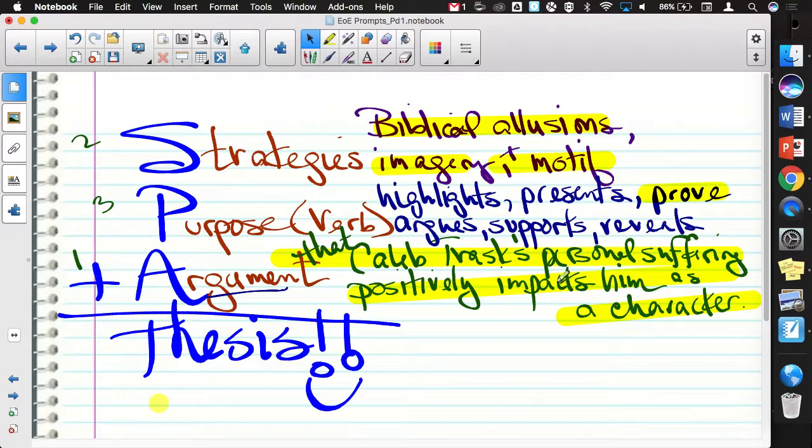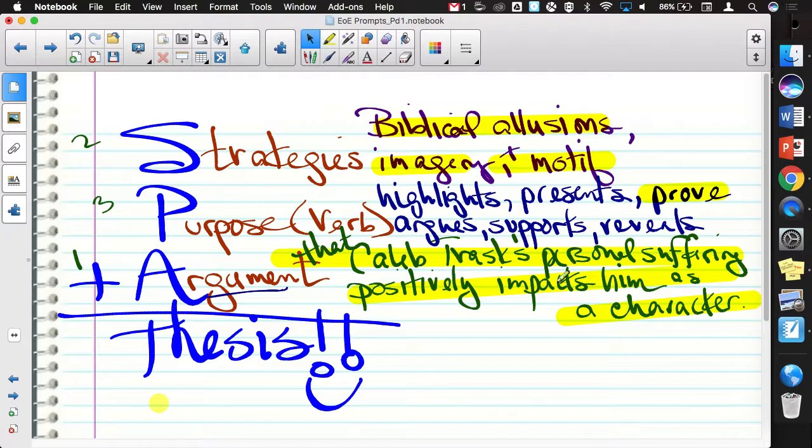Maybe a way that you start to introduce the idea of biblical allusions is Steinbeck's use of biblical allusions permeates throughout the course of the book. And that could be a topic sentence, and then you get into the stuff later on in the paragraph with it. But I think for the thesis, you really don't have to worry about putting in Steinbeck uses.